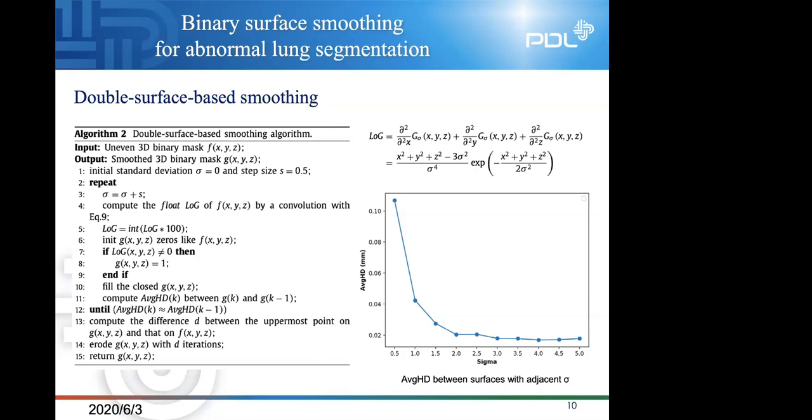And here, the average HD is used to evaluate the smoothness of the binary lung surface with different sigma. With increasing value of sigma, the lung surface will gradually become smoother, and the average HD will decrease accordingly. The lung surface is sufficiently smooth when the average HD is approximately constant. The corresponding sigma is selected as the best standard deviation.